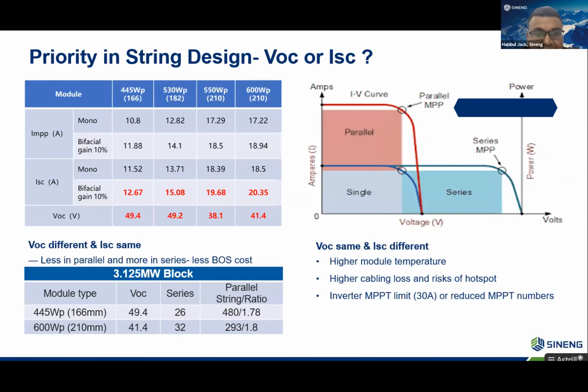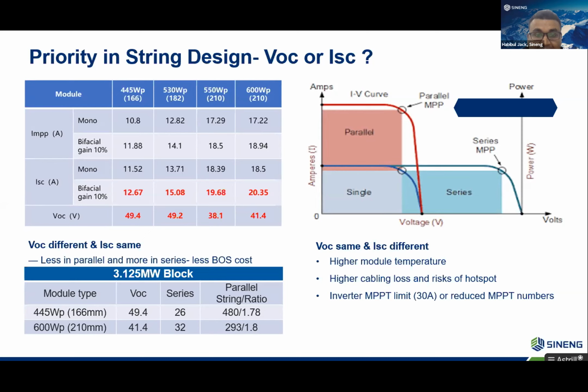For utility projects, the system voltage is 1500 volts. So we don't connect modules in parallel, because that would lead to higher current, and cable loss will be higher. We connect them in series. So in a series connection string design, which has the priority, VOC or ISC?